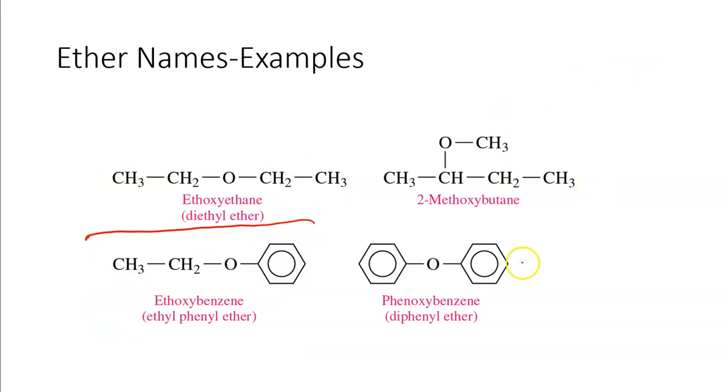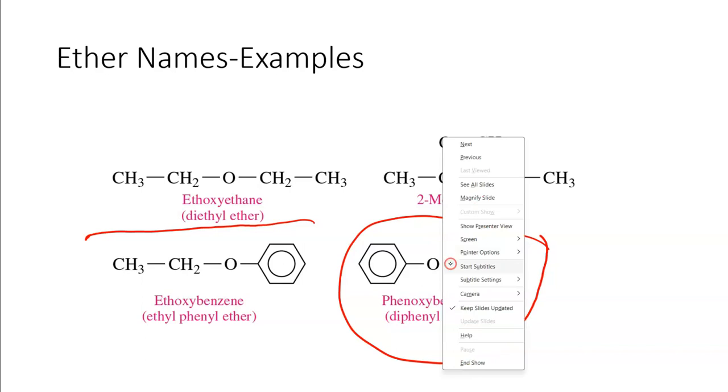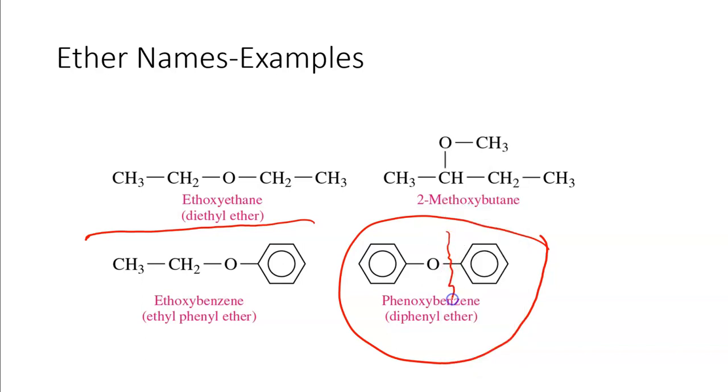Okay, and this last example. So to do the IUPAC name, it's a very symmetrical molecule. You can break up from any side of the oxygen atom. And then once you name it as an alkoxy group, the alkoxy name for the benzene ring with the oxygen atom will be phenoxy.